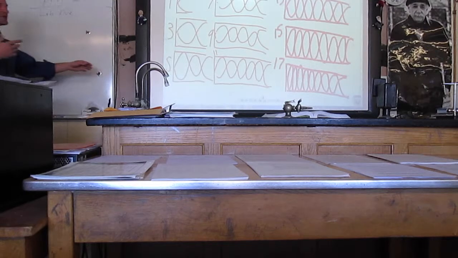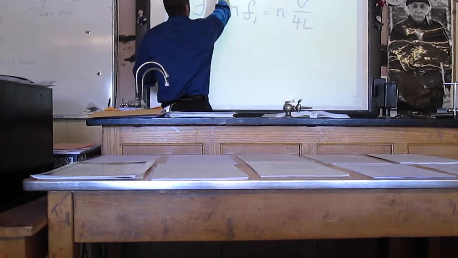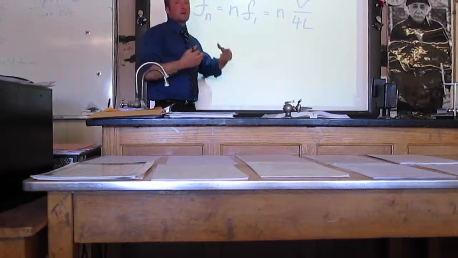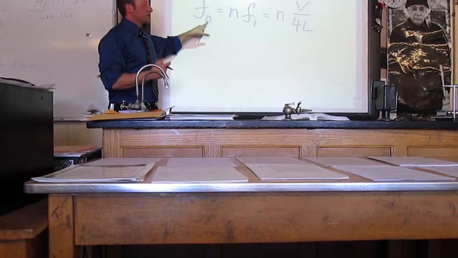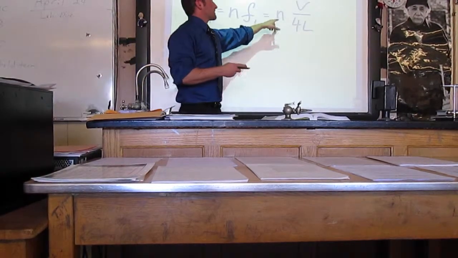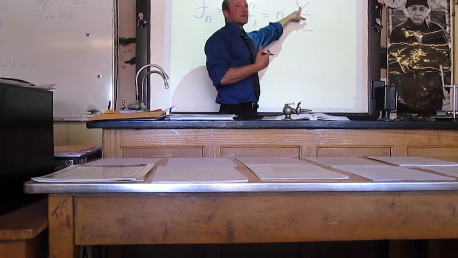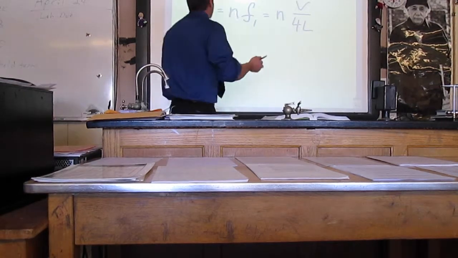So let's review your procedures. Most of you look like you're doing this very well. The equation for the frequency in a closed or stopped pipe is Fn, this being the number of harmonics, equals n, the fundamental frequency, times n, velocity of the sound, over 4, the length of the tube.